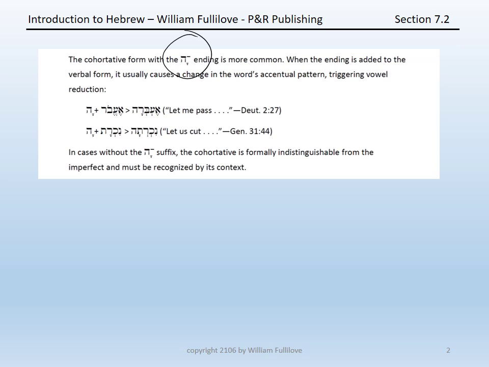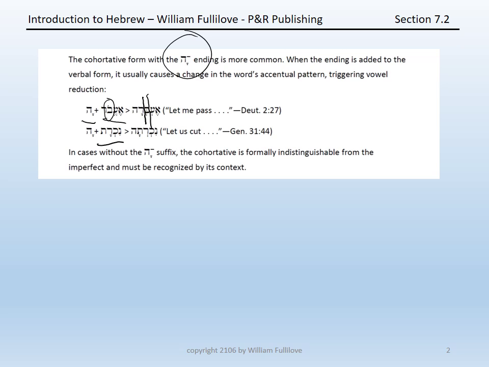You should be aware that the addition of a often will cause a change in the word's accent pattern because it will cause a new syllable at the end of the word. For instance, the form without a, e'evor, let me pass, with the addition of a, gains a new syllable. The last syllable of the word is ra. That means that the beit, which formerly had a holem vowel, sees its holem reduce to evra.